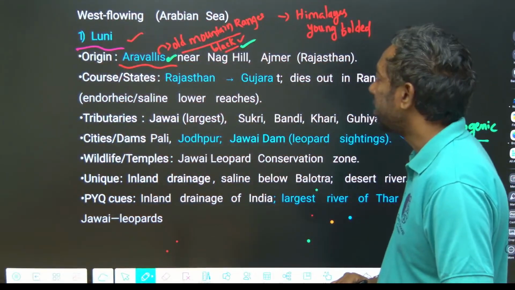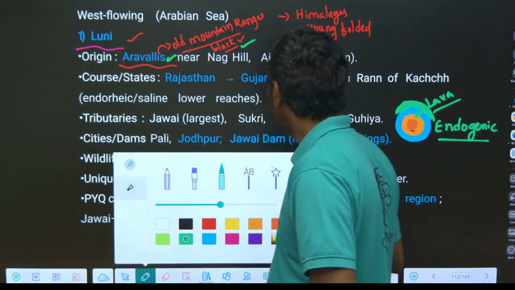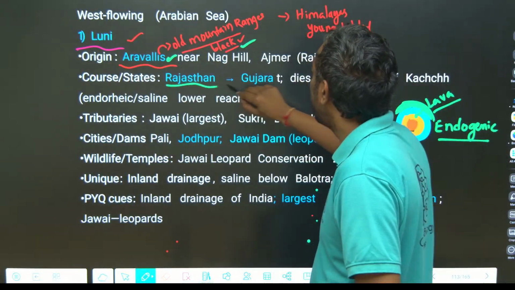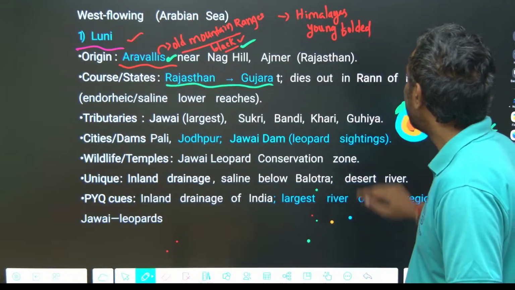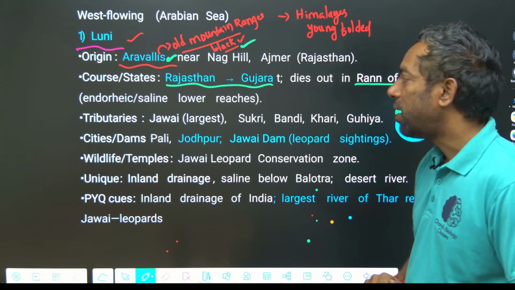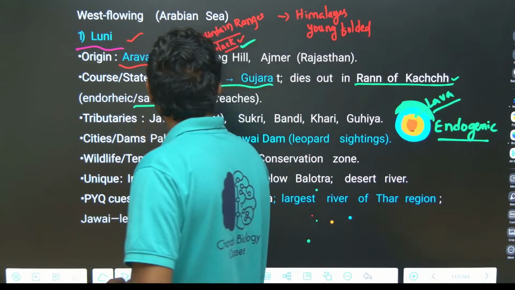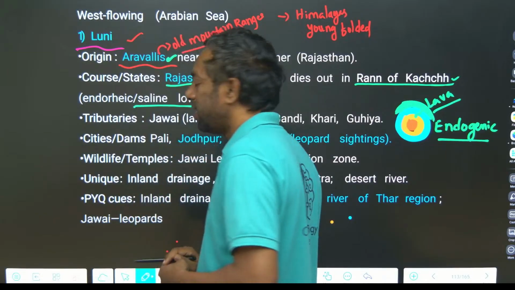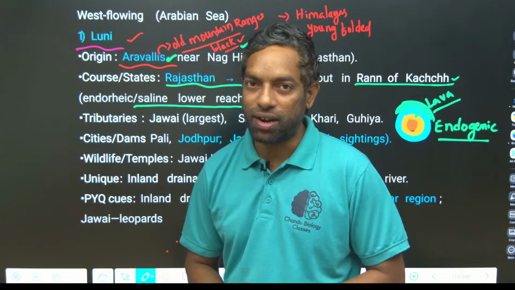And if we come to the river, the Luni river originates in the Aravalli ranges, the old mountain, in Rajasthan. This river flows into Rajasthan and Gujarat and dies into the Rann of Kutch, the end part of Gujarat. So these are the saline lower reaches. It is actually a high salt brackish water river, guys.